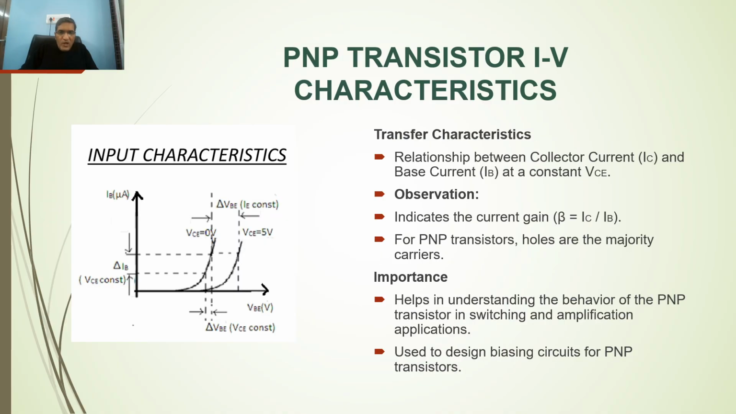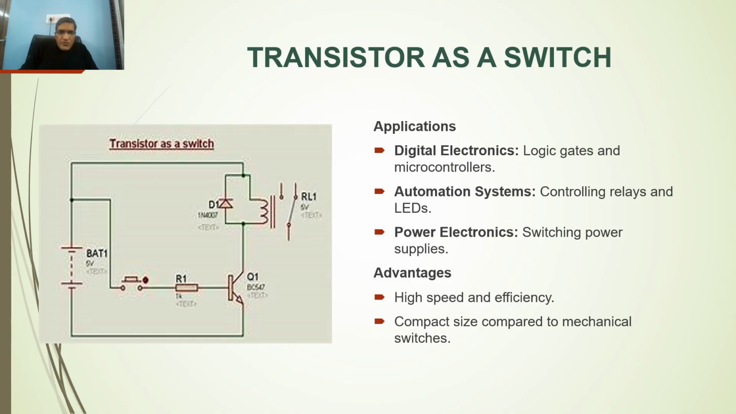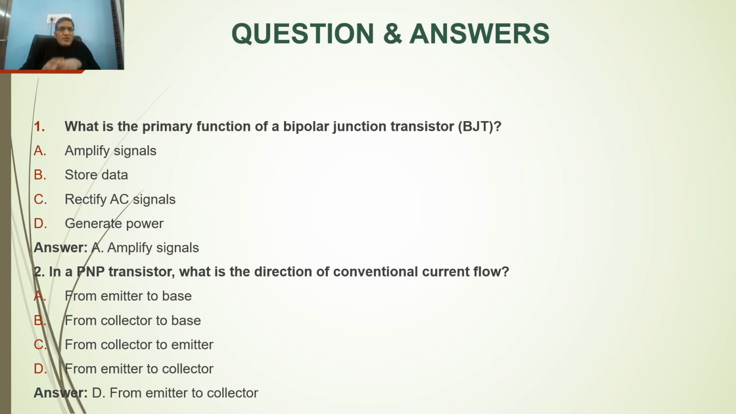We have already discussed this. Now we come to the question and answer session. Here are some important questions for you. What is the primary function of a bipolar junction transistor? As you see, it is the amplifying action. The next one is, in a PNP transistor, what is the direction of the conventional current flow? Basically, from emitter to collector is the right answer.